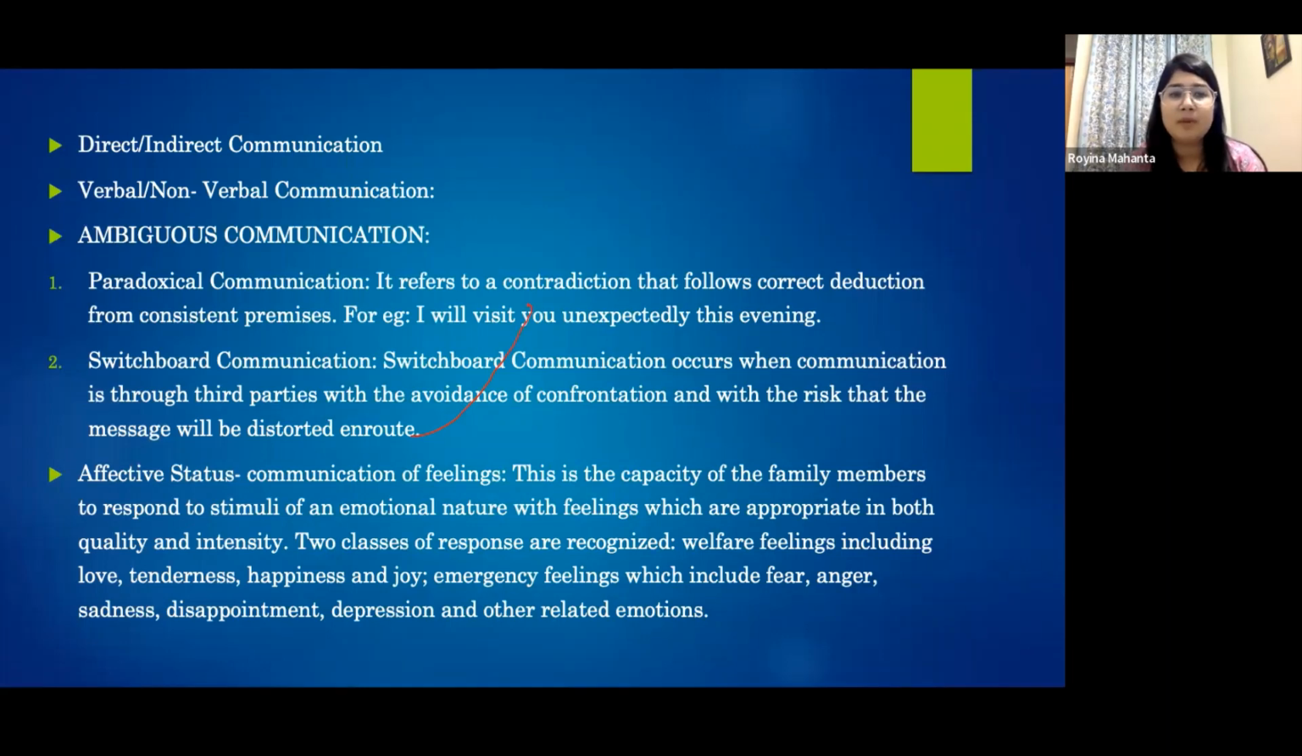However, if communication is very less in a family or limited in a family, we see that they may not necessarily communicate welfare feelings, and they communicate only when it is an emergency. That is, when emergency feelings arise, only then they reach out to each other and talk to each other. So this can also help us in understanding how close family members are to each other by understanding how much sharing of emotions happens within and between family members.